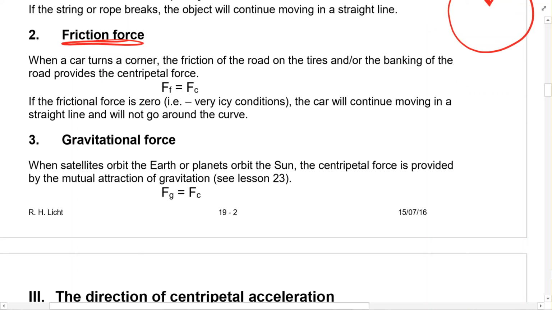And then another one that we're going to talk about a lot in another lesson, lesson 23, will be gravitational force. So again, you've got a circle. Now we've got the moon, let's say, up here, and we've got the Earth here.